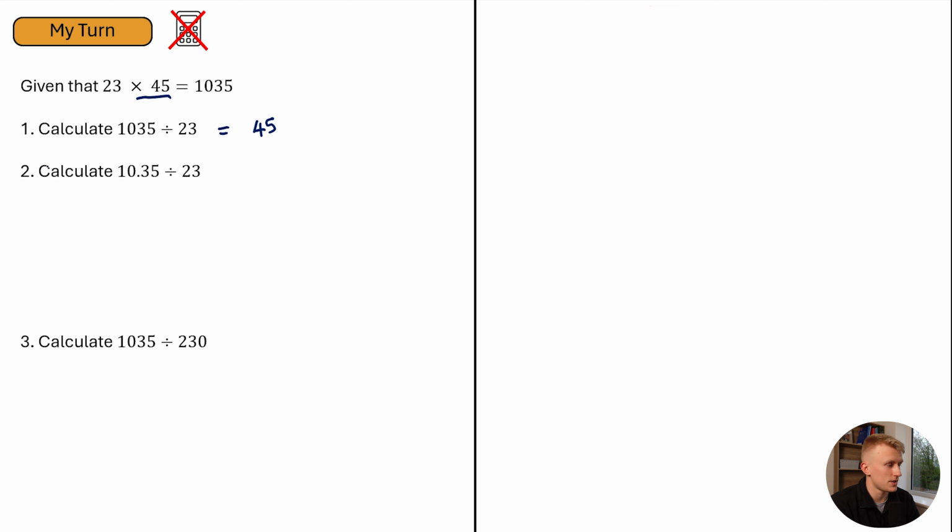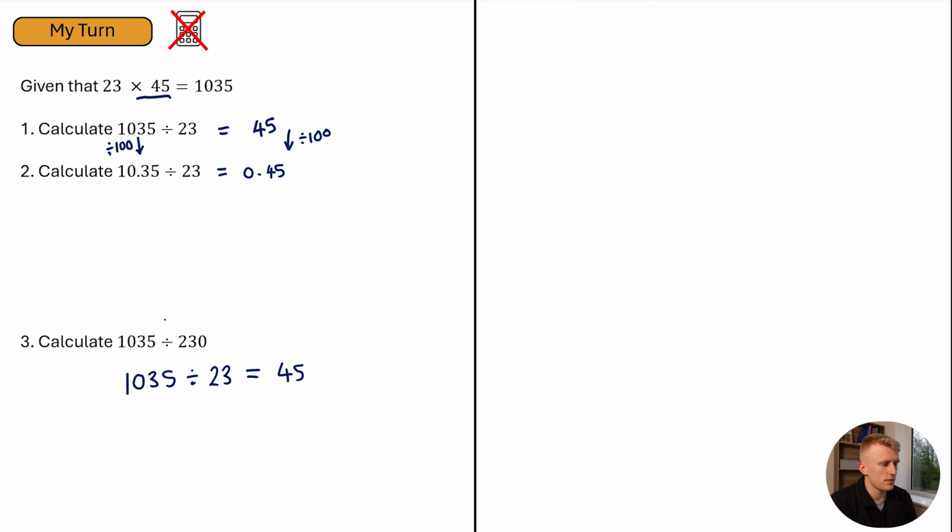So if we look at the second question, it says calculate 10.35 divided by 23. So I can see that my 1035 has been divided by 100. The 23 remains intact. There's no change there. And whenever I change the number that is being divided, the same change happens to my answer. So I'm going to divide 45 by 100, and that gives me 0.45. Let's look at our third example.